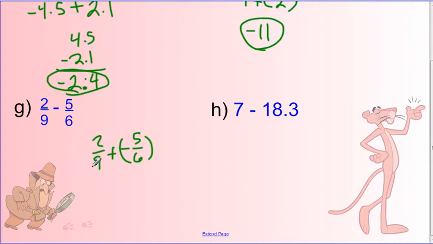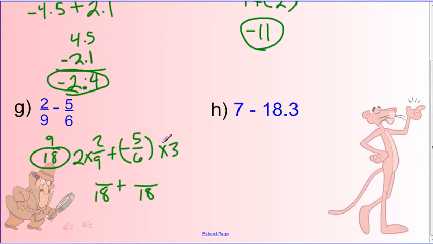All right, so 9 and 6, least common denominator. Count by 9s till you find something that 6 goes into. 9, 18. 6 goes into 18, so that is the least common denominator. Because if I take 6 times by 3, I get 18, and 9 times by 2, I get 18. So 5 times 3 is 15. Don't forget your negative. 2 times 2 is 4.